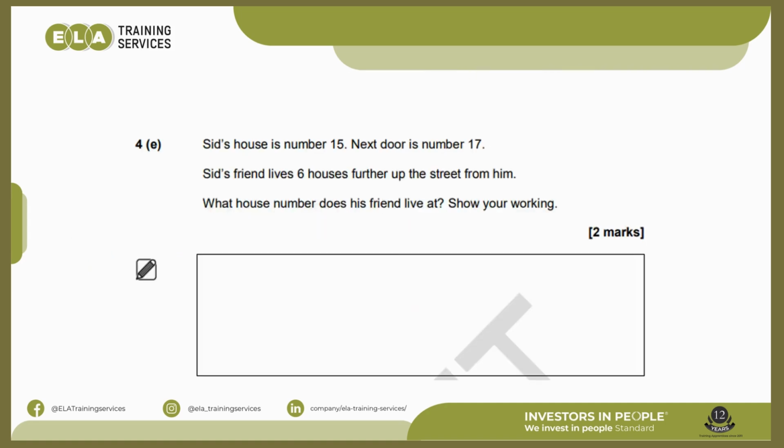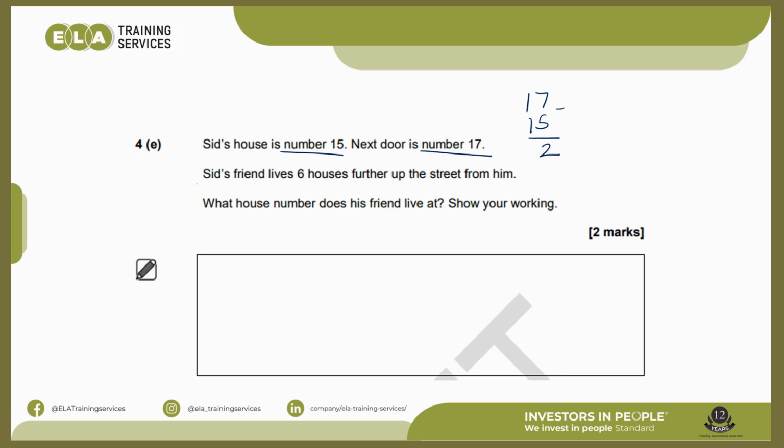Here's an exam question. So again, we have to understand that it's number sequencing. We already know that Sid's house is number 15 and that the house next door to Sid is 17. So we can figure out the difference in the number pattern already. 17 minus 15 is 2, and we know that it's going up. So then we have to look at the next section.